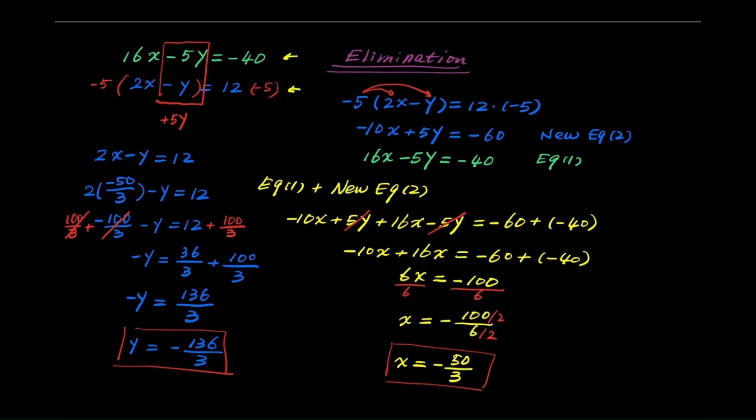So by using this elimination technique, we got the same results. So x is negative 50 over 3, and y is negative 136 over 3. So both the substitution and elimination techniques give us the same solution.